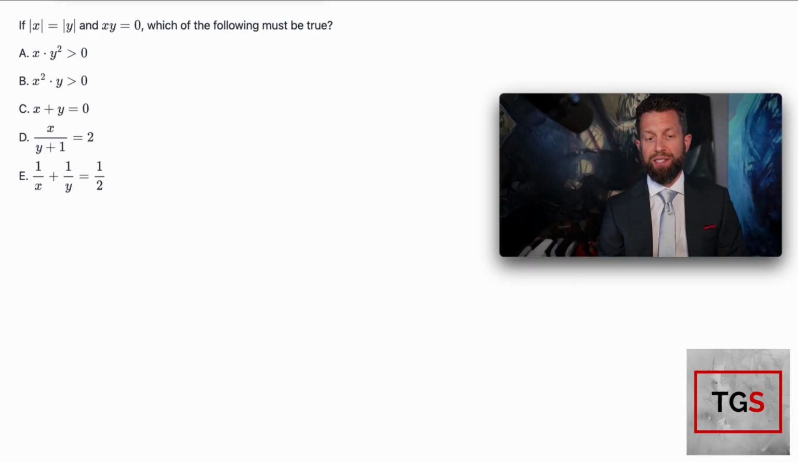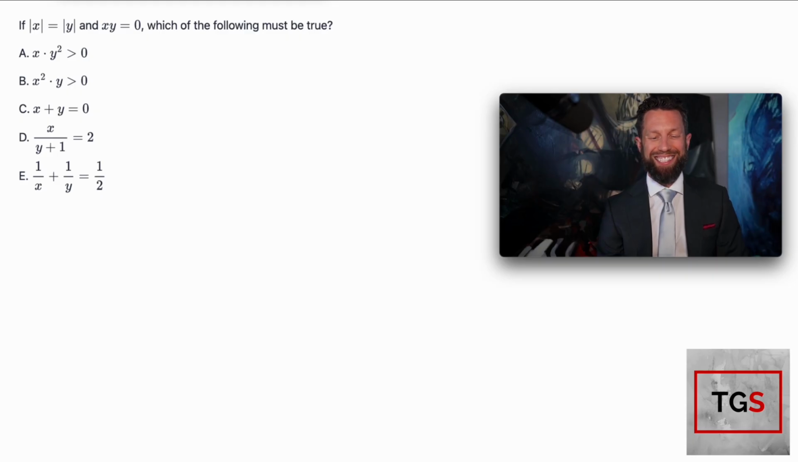Option A is x times y squared is greater than 0. So just to be clear, that's not x times y in parentheses and then square the whole thing. It's x by itself times y to the second power. So it's just y being squared there. So x times y squared greater than 0. B is x squared times y by itself. So x is being squared, y is by itself. So x squared times y is greater than 0.